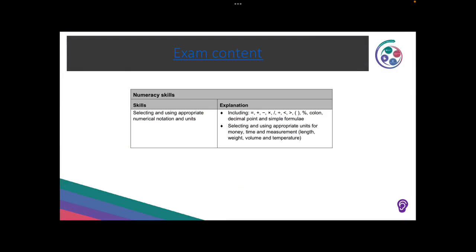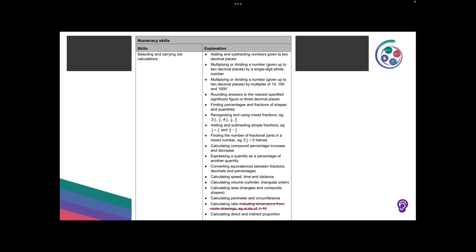So our numeracy skills in large haven't been changed very much. Here we've got selecting and using appropriate numerical notation and units, all still in the exam. Selecting and carrying out calculations, pretty much untouched apart from using a ratio and scale drawings, because scale drawings have been taken out, but you still could be expected to calculate ratios.